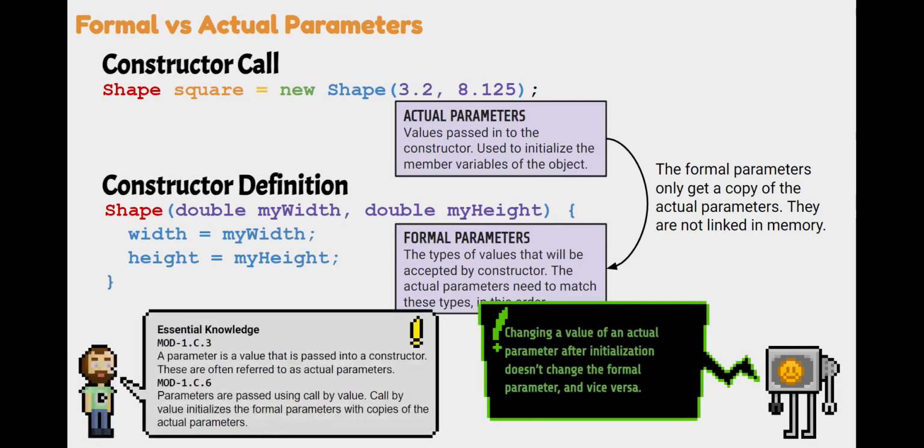This aligns with our essential knowledge. A parameter is a value that is passed into a constructor. Those are often referred to as actual parameters. And parameters are passed using call by value. Call by value initializes the formal parameters with copies of the actual parameters.